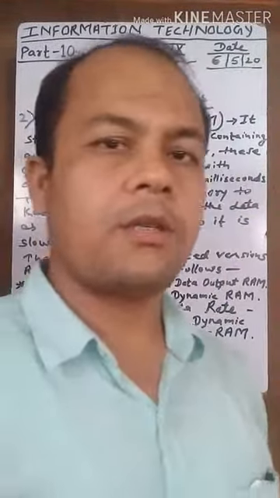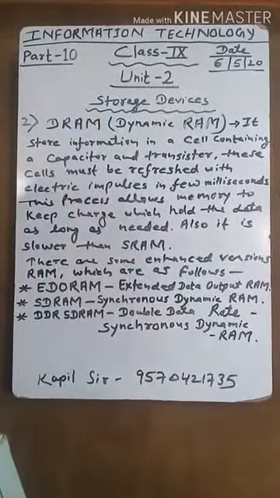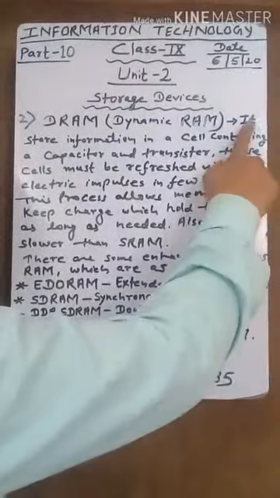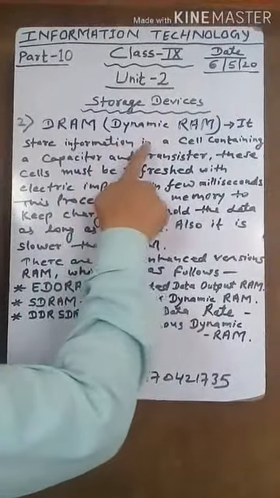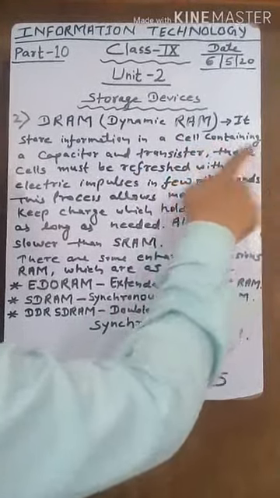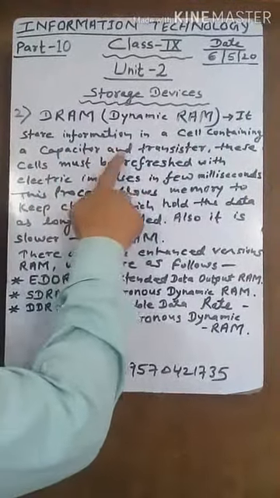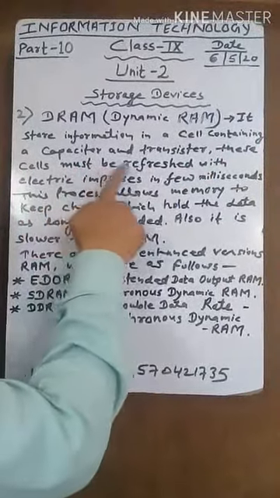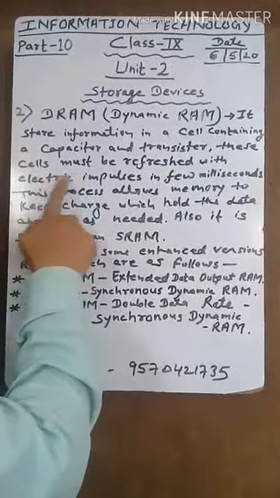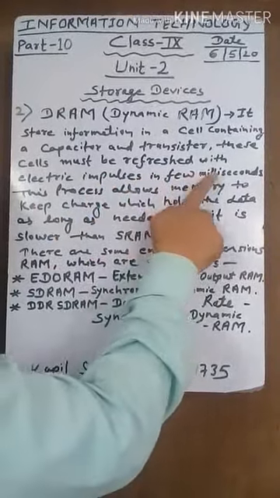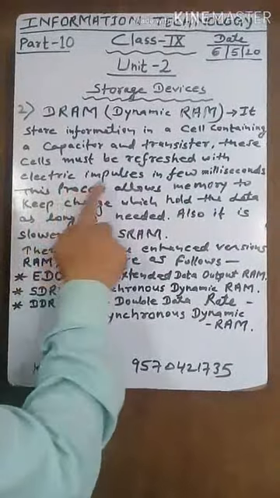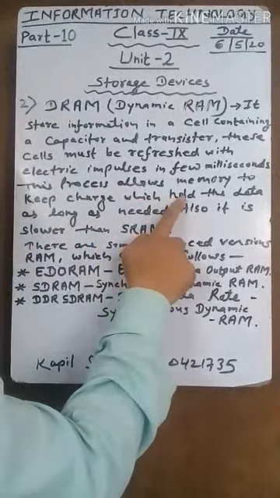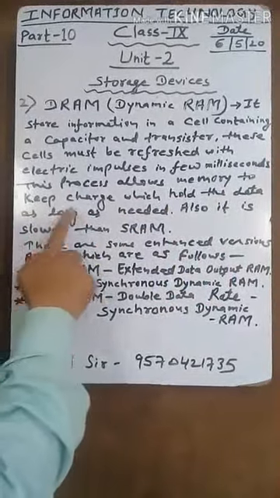Our next topic is DRAM, dynamic RAM. It stores information in a cell containing a capacitor and transistor. These cells must be refreshed with electronic impulses every few milliseconds. This process helps the memory keep the charge which holds the data as long as needed.